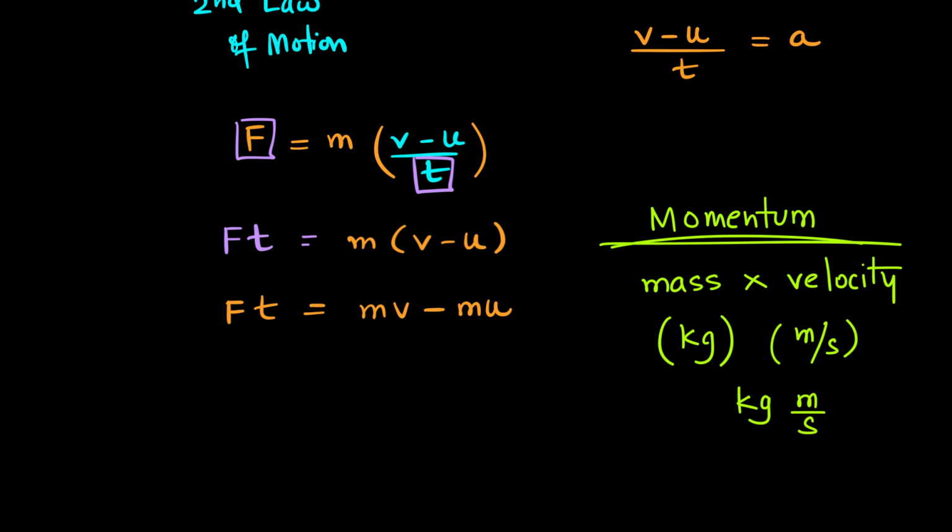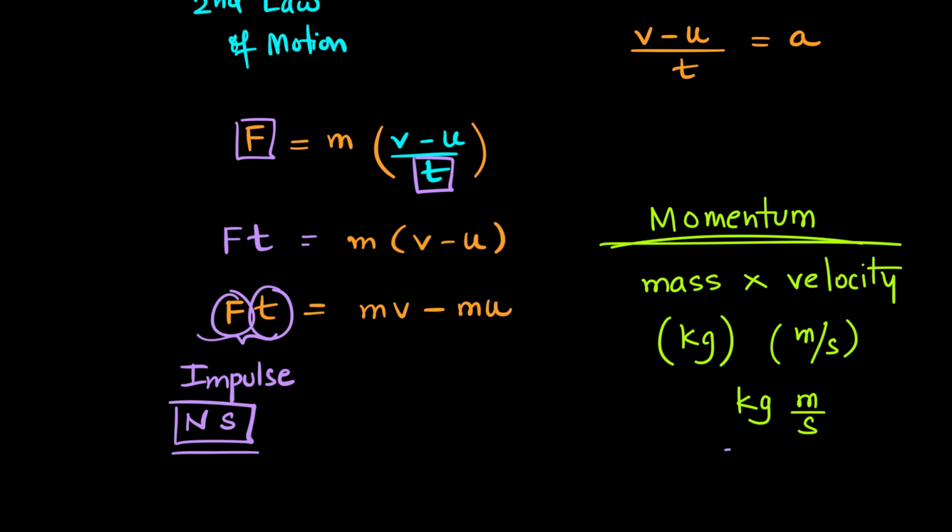But if we look on the left hand side of this equation, what do we have? We have force multiplying with time. This is known as impulse, and the unit of force is Newton. The unit of time is seconds. So this is an alternative unit for kilogram meter per second, and this is the more commonly used unit of momentum.